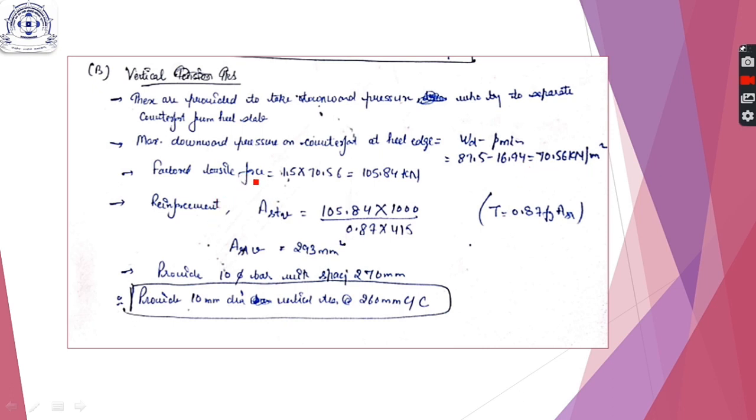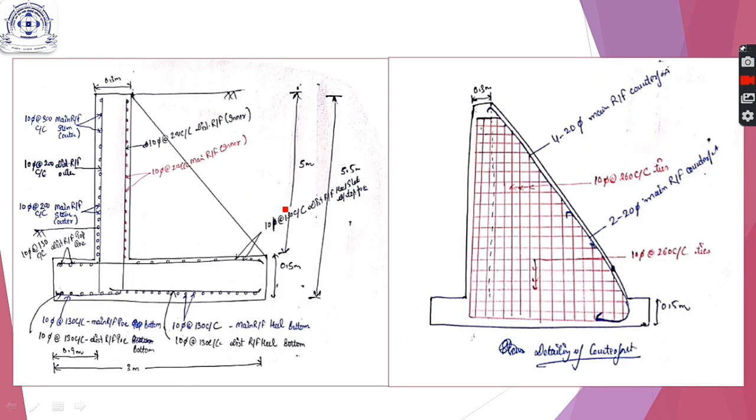We calculate the factored tensile force and we calculate ASTV, which is T upon 0.87 Fy. So we are getting 10 mm dia bars at 260 mm center to center. Therefore this type of mesh is provided in the counterfort. So this is the summary of all the reinforcement which we have provided.